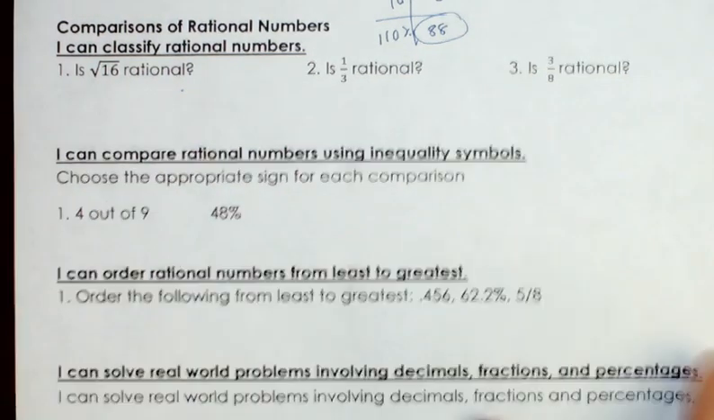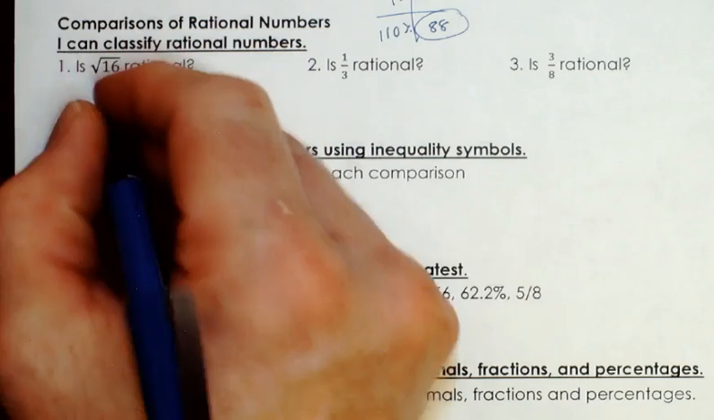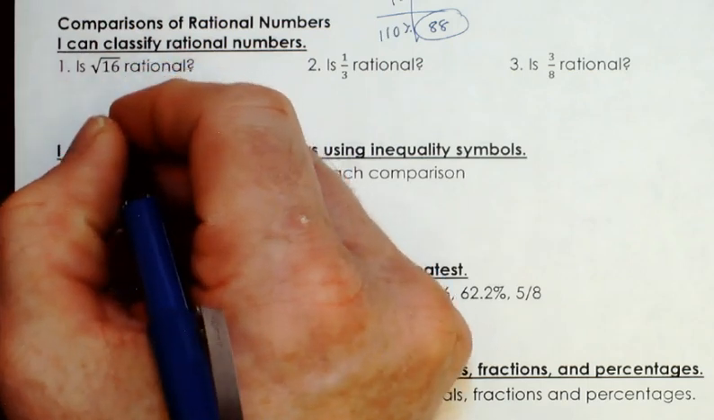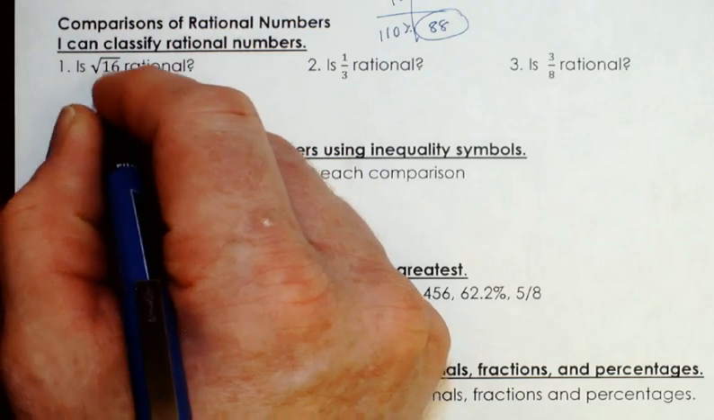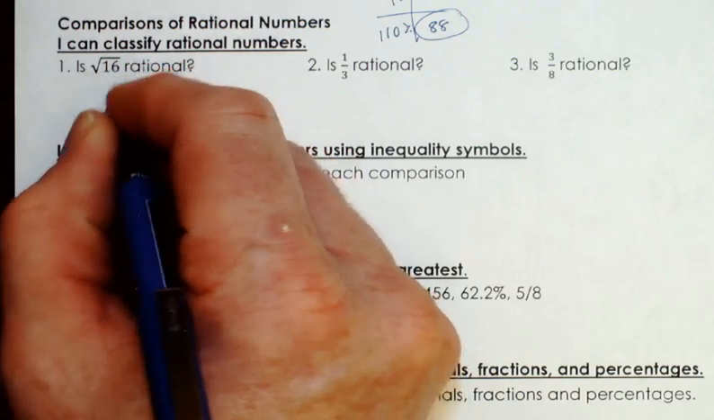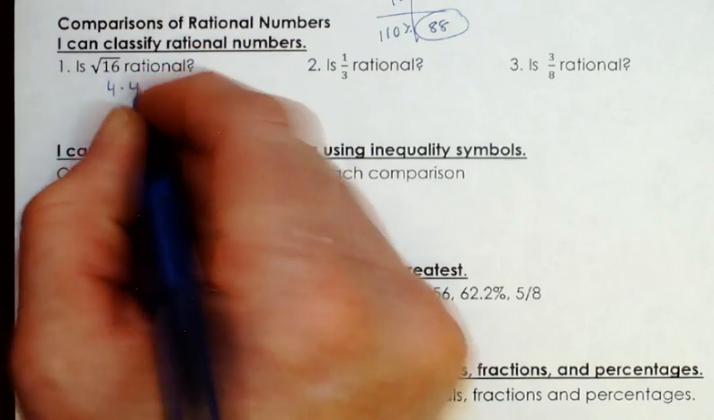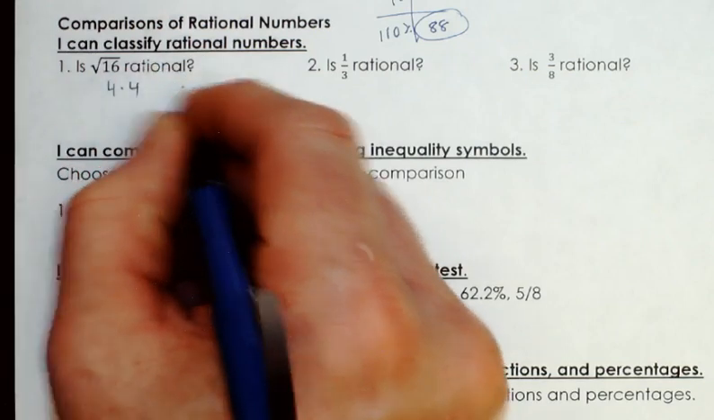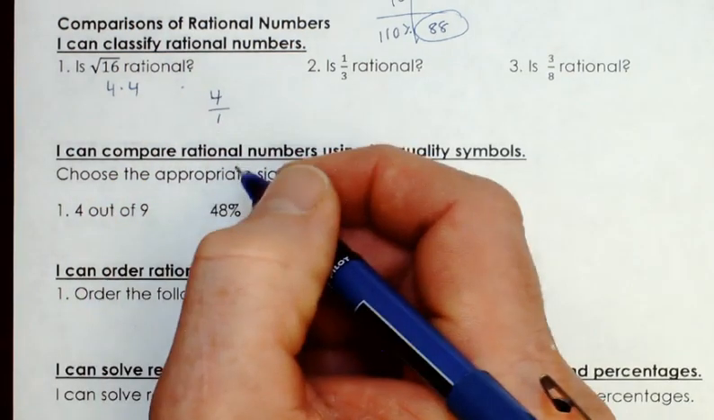We're going to finish this up here. Classify these as rational numbers. So is this guy rational? Well, a rational number is something that you can write as a fraction. So the square root of 16, well, that means something times something is equal to 16. We could say that 4 times 4 is 16. So the square root of 16 is 4. Can I write 4 as a fraction? I can write it as 4 over 1.